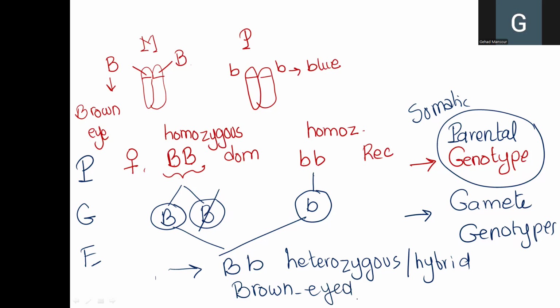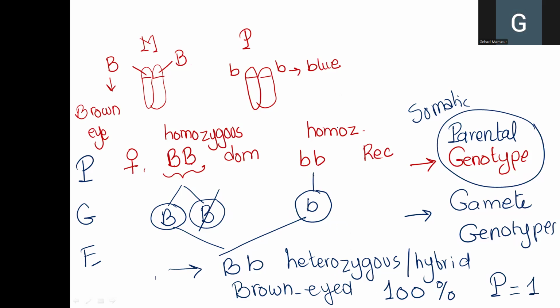In such a case, since all of the offspring will certainly have a brown color of the eye, then we say that the possibility is 100% or the probability equals 1.